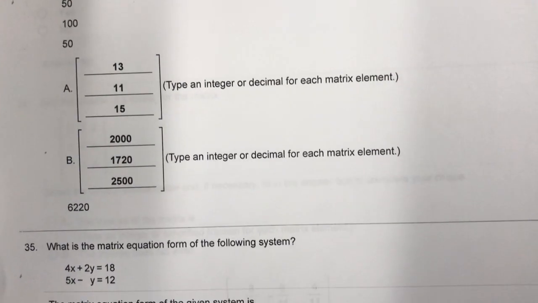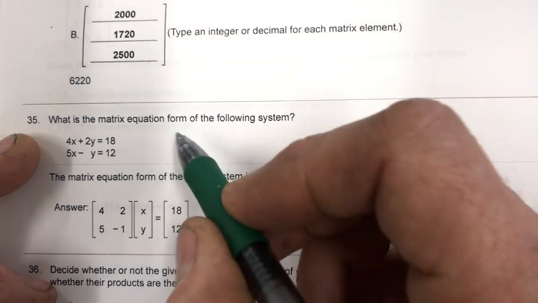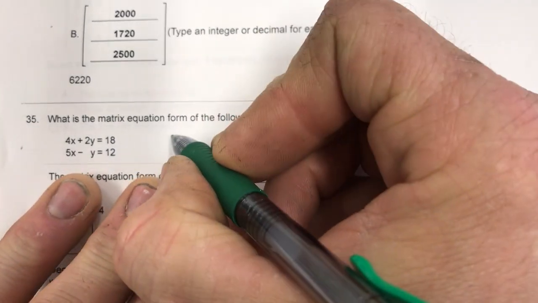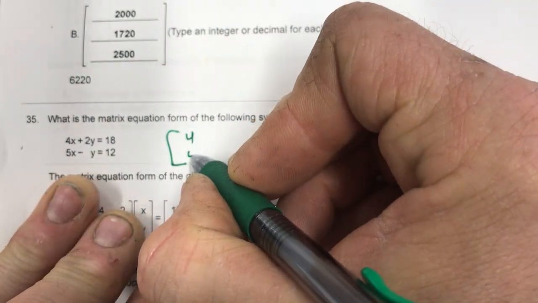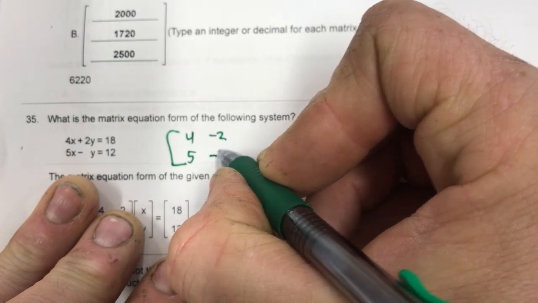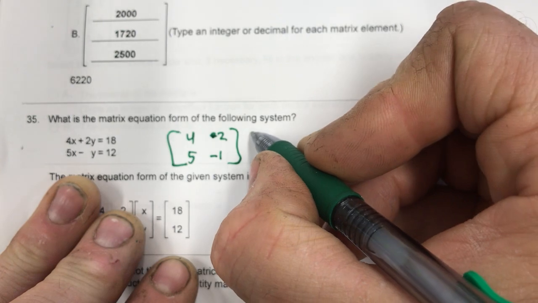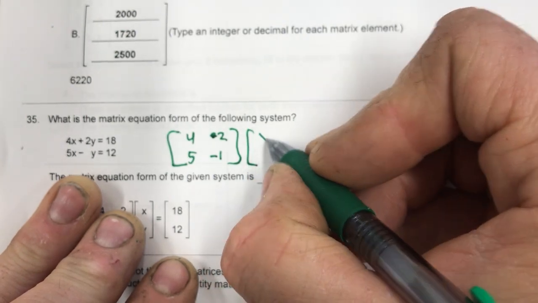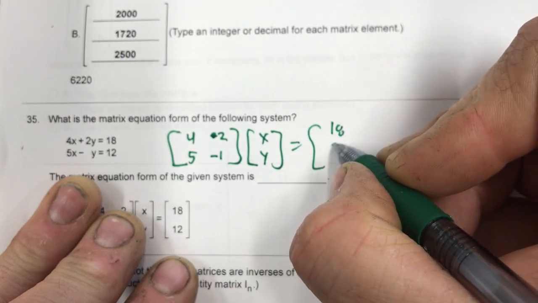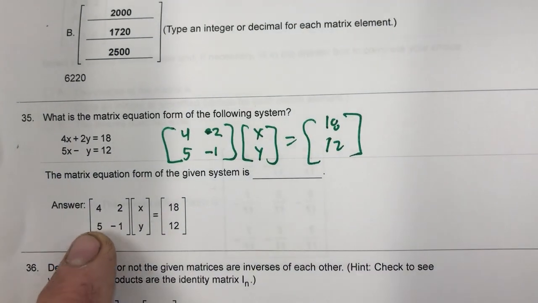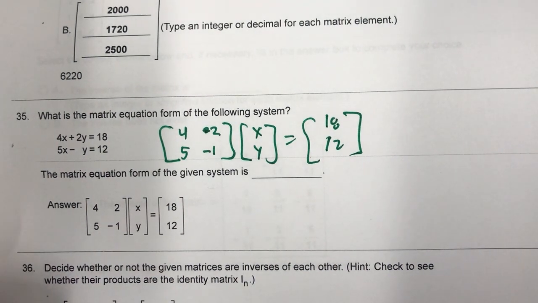All right, 35. We're getting close. What's the matrix equation form for the following system? When you do a matrix equation, you're going to have your coefficients for the variables. So I got a 4 and a 5, a -2 and a -1. Then I'm going to have my x, y variables, and then my answers over here, 18 and 12. There's my matrix equation right there. That was too easy. I'm not going to do a nailed it on that one.